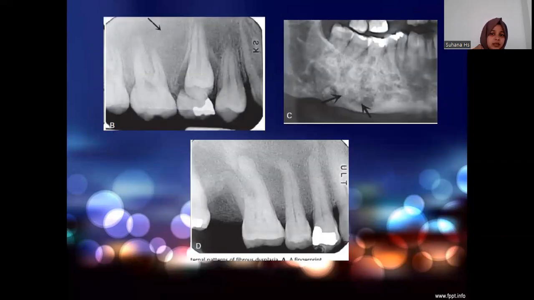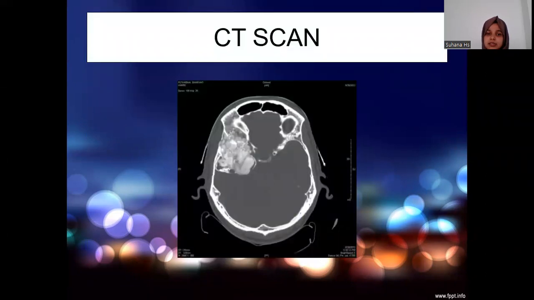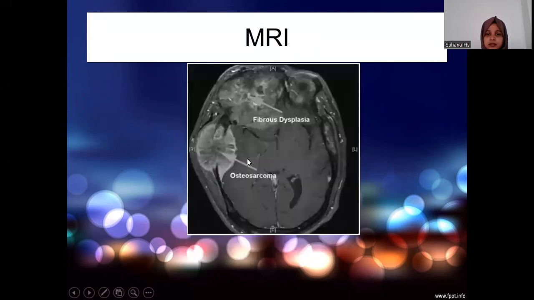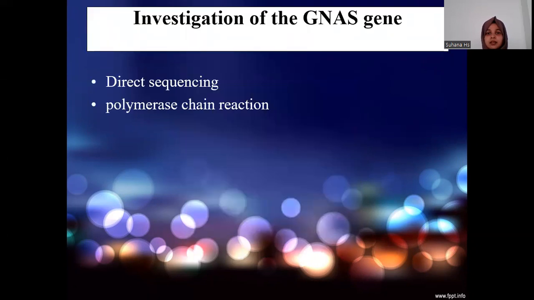Rather, they blend into the surrounding tissues. These are the pictures showing three stages of the radiographic appearance. In the early stage, they appear as a classic ground glass appearance, and there will be increased trabeculations in the second picture, and the third picture shows mixed radiolucency and radiopacity having a characteristic orange peel appearance. This is the CT scan image showing a lesion with radiopacities. This is fibrous dysplasia in an MRI scan. Next is the GNAS gene investigation by direct sequencing or polymerase chain reaction.